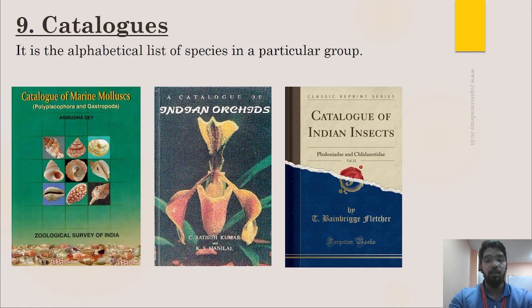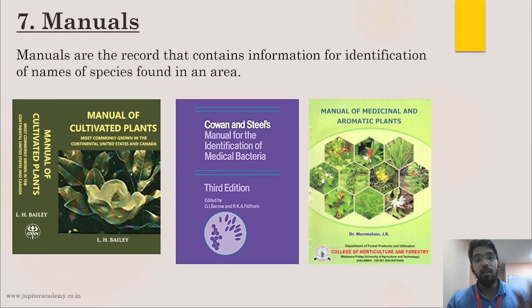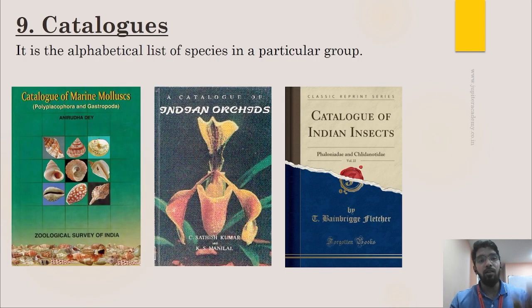Any group. So again, let me revise. Flora gives you the habitat and distribution of the plant in a given area. That is the important point. Manual gives us the information for identification of a plant in any area. Monograph gives you the information about only one taxon, and catalog gives you an alphabetical list of species of any particular group. It gives a list of all the species present in the group.